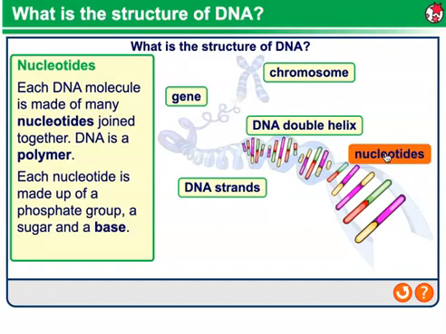Nucleotides. Each DNA molecule is made of many nucleotides joined together. DNA is a polymer. Each nucleotide is made up of a phosphate group, a sugar, and a base.